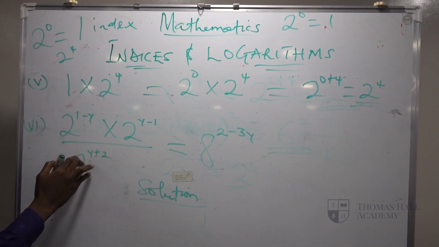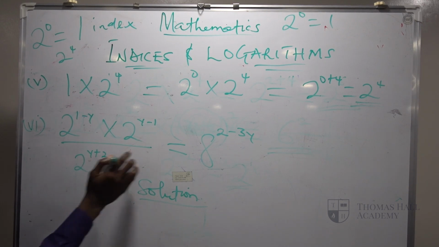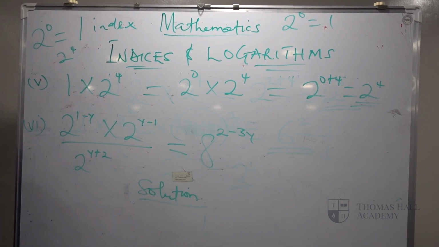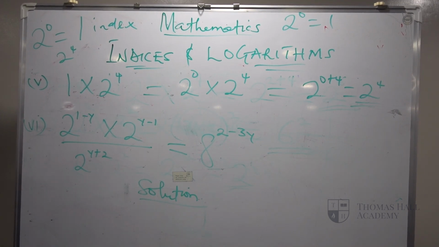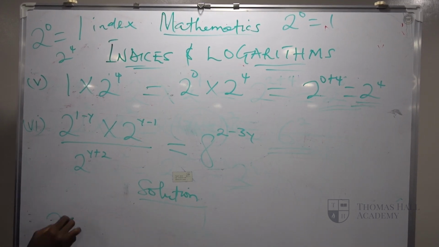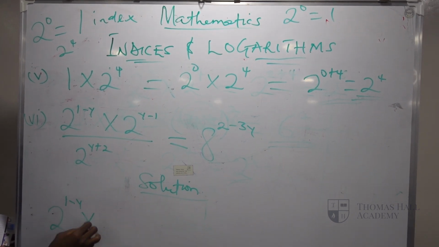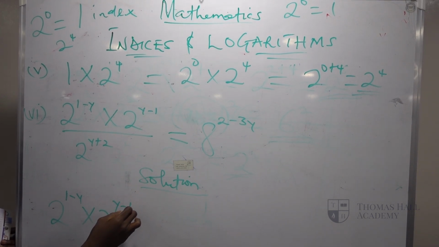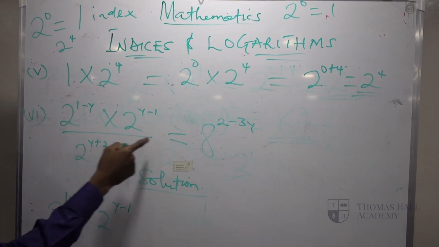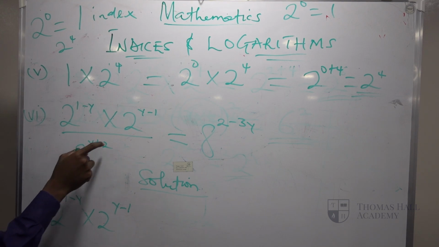All of these, the bases are already 2. Let's try to express this 2 in base 2. Now we have 2 raised to power 1 minus y, times 2 raised to power y minus 1, divided by 2 raised to power y plus 2.